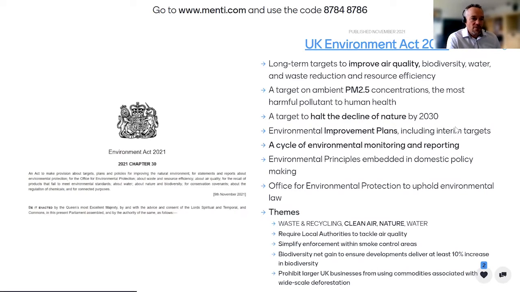And then the environment improvement plans, we need to work on ways to work out the most important actions and what they're going to deliver us. So inventories come into that. And this cycle of environmental monitoring and development of indicators.